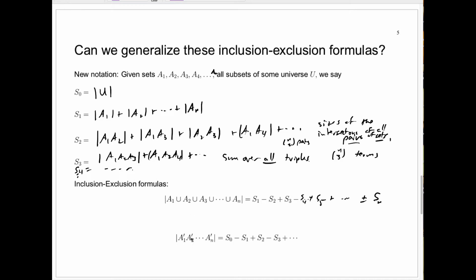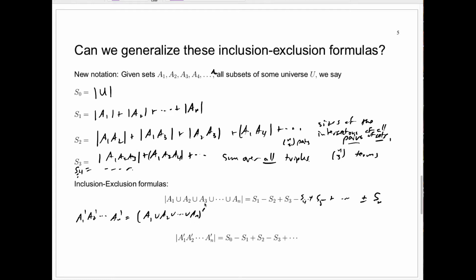Now, it's often going to be interesting for us to compute the size of the intersection of the complements of sets. And we'll see that's very similar to the union of the sets, because by De Morgan's laws, the intersection A1 prime, A2 prime through AN prime is exactly the complement of A1 union A2 union A sub n.